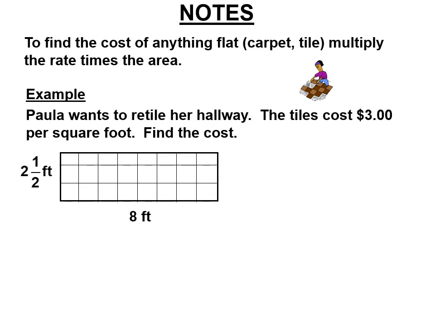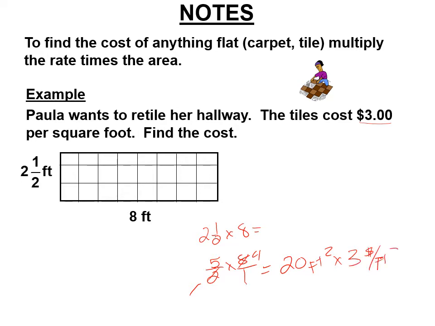Right, so this tile here, it costs $3 per square foot. Find the cost. So it's 2.5 times 8, right? So you could do it with a decimal, but we also could go 2 times 2 is 4 plus 1 is 5. 5 halves times 8. Again, fractions are your friends. Oh, look, it's 20 square feet. 20 square feet times $3 per square foot. It's $60.